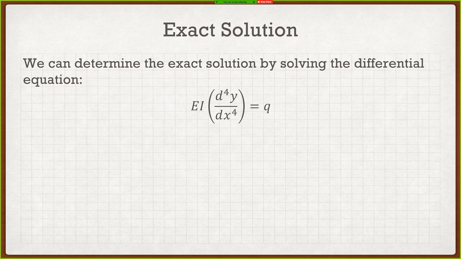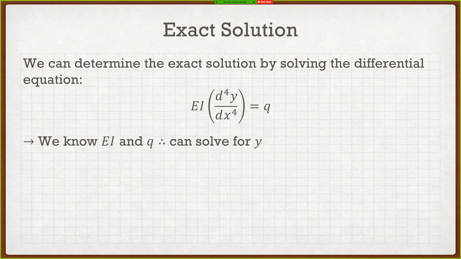So if we're looking at part A real quick before we jump into that, let's talk about the exact solution. I only have one slide because, again, you guys are experts. We can determine that exact solution by solving the following differential equation, where EI multiplied by the fourth derivative of the deflection function is equal to our distributed load Q.